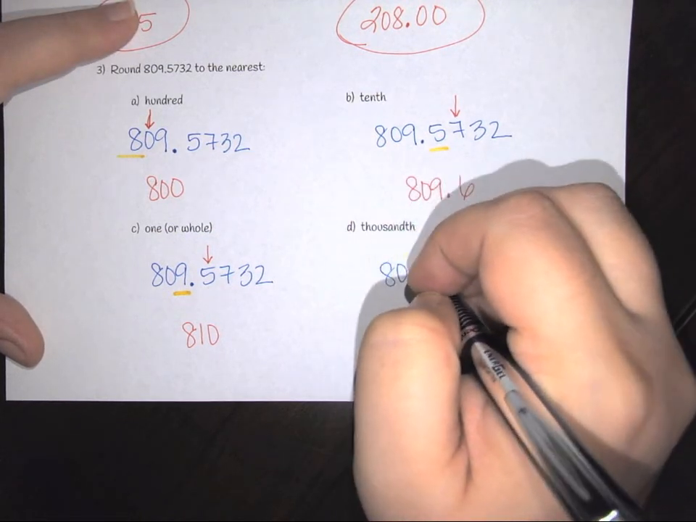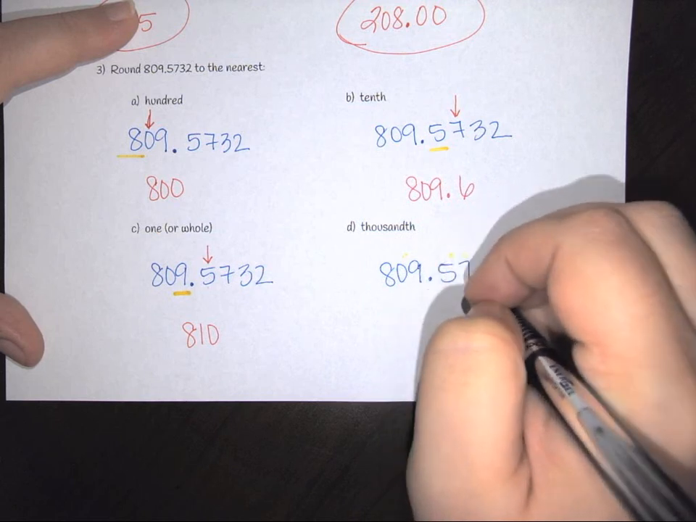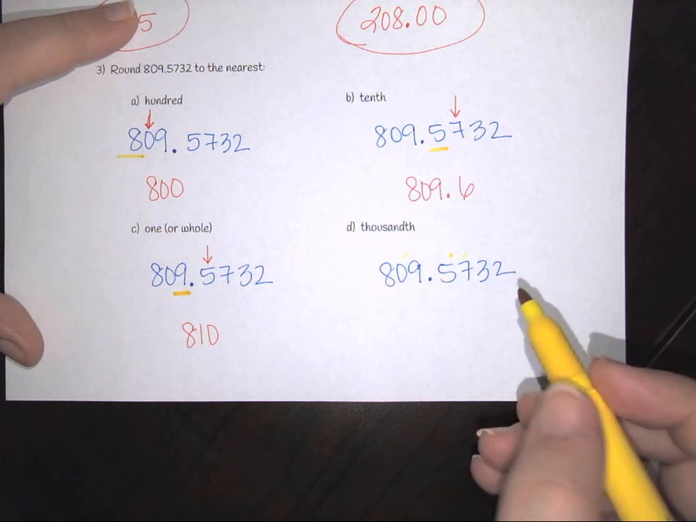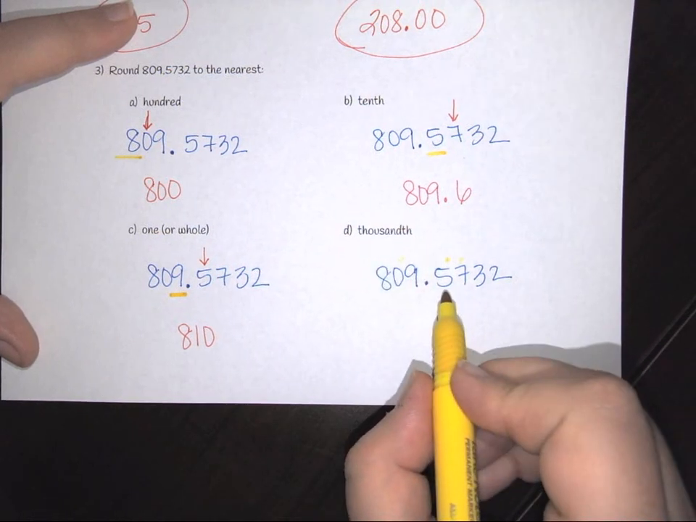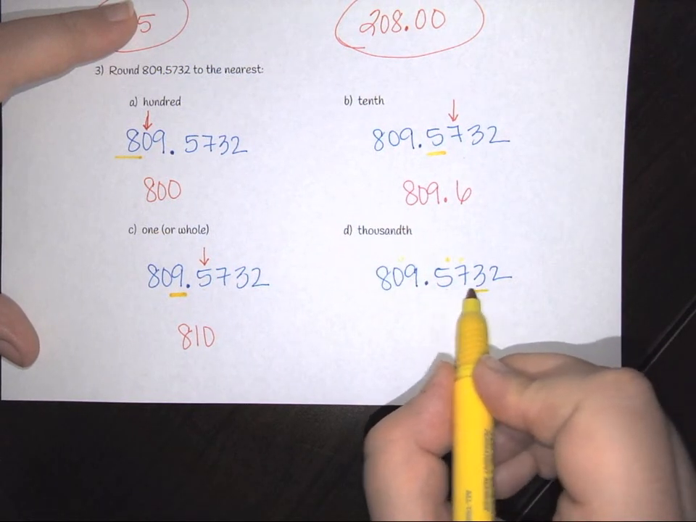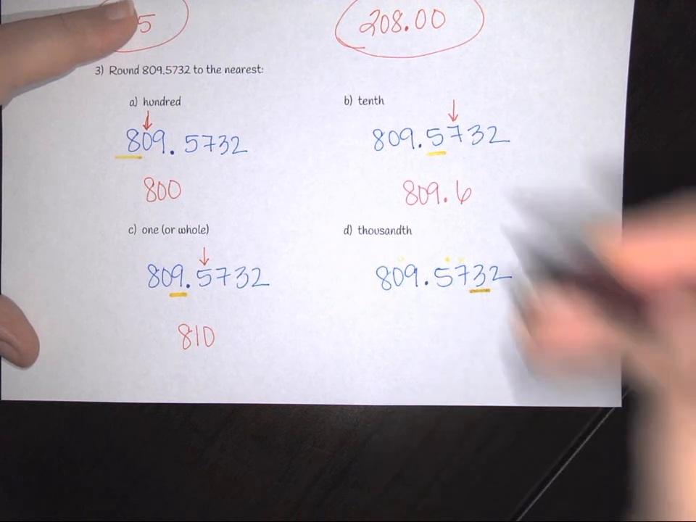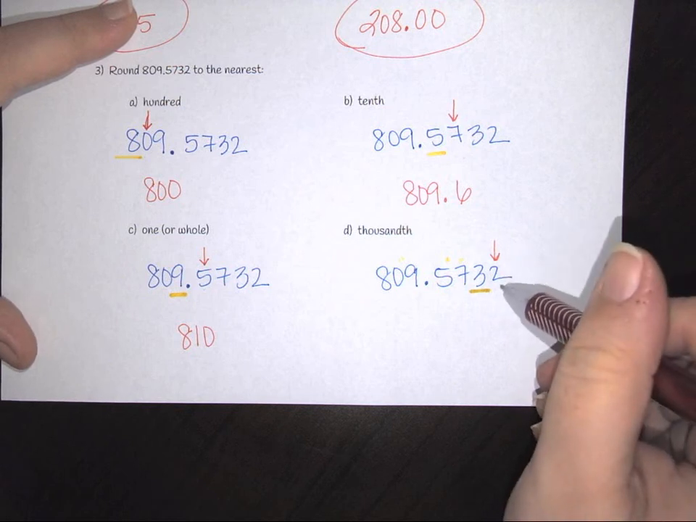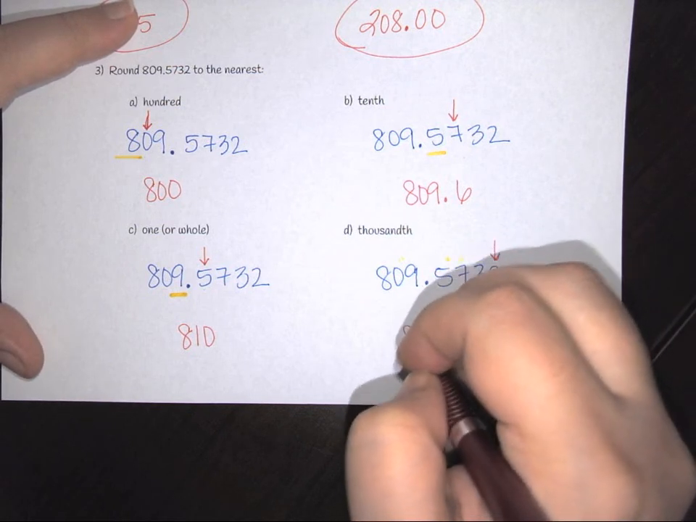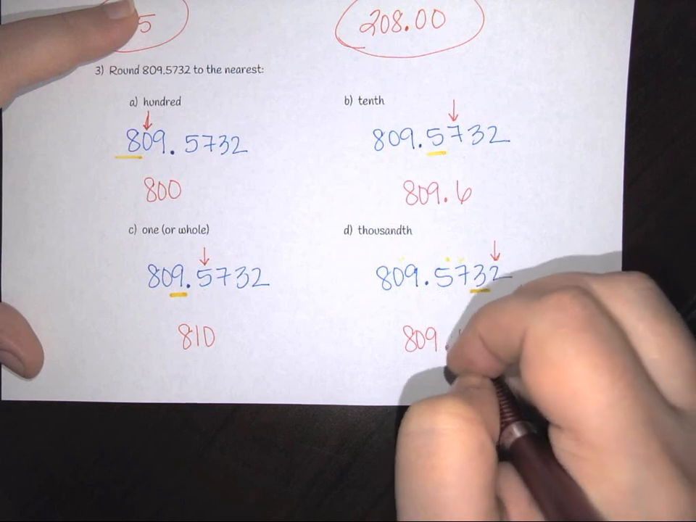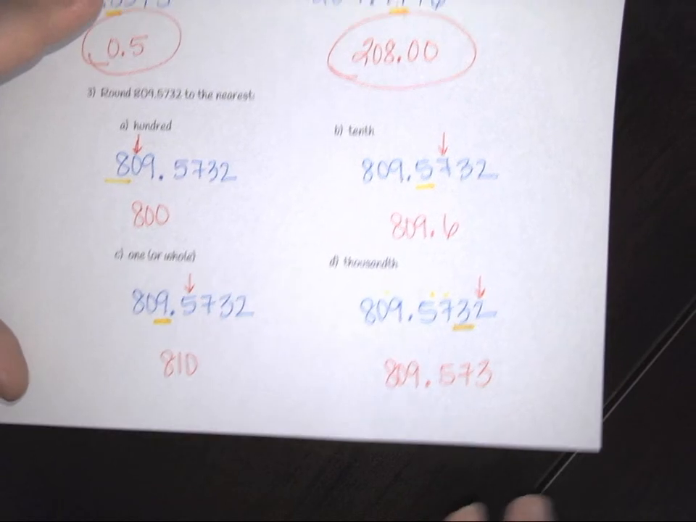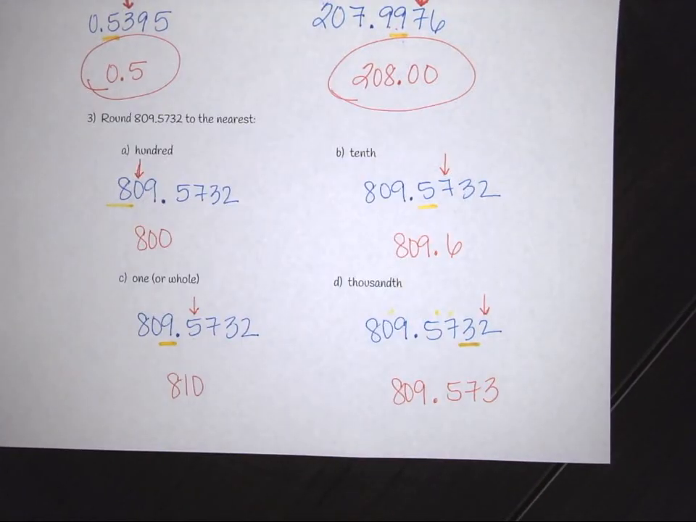Last, we have 809.5732. Here I want the thousandths. So remember, thousandth is going to be 10 hundred thousandths. So we're looking at this one. And we're going to look at the spot directly to the right of it. Since 2 is less than 5, nothing changes, and this becomes 809.573. Okay.